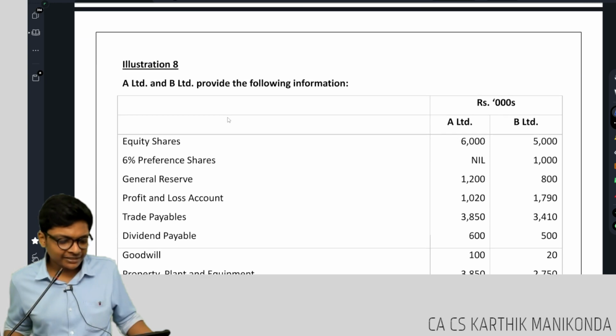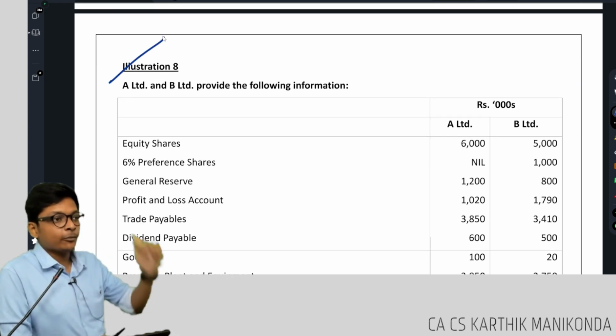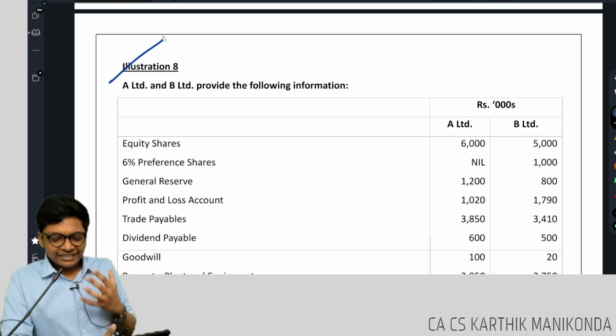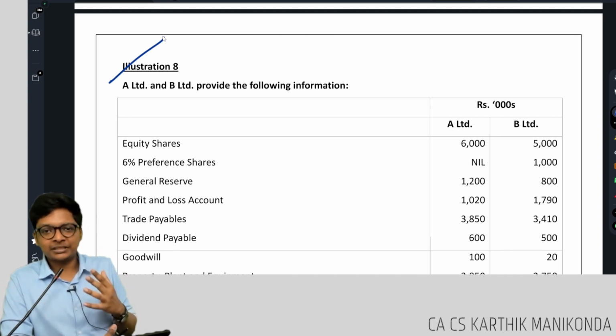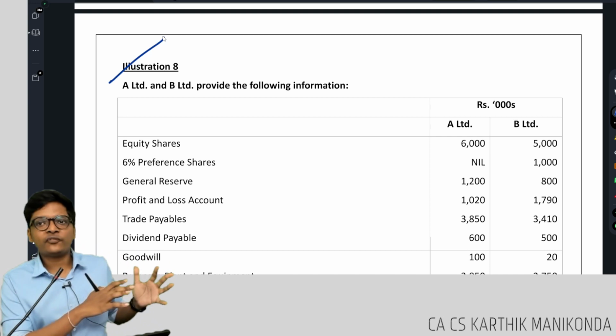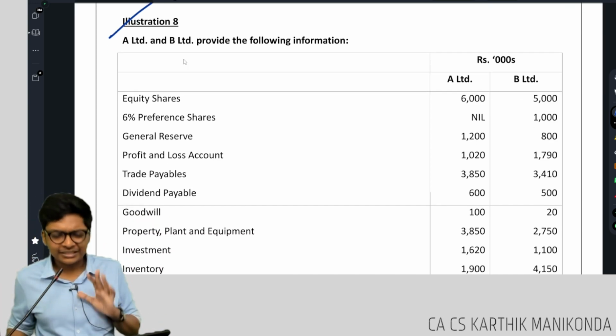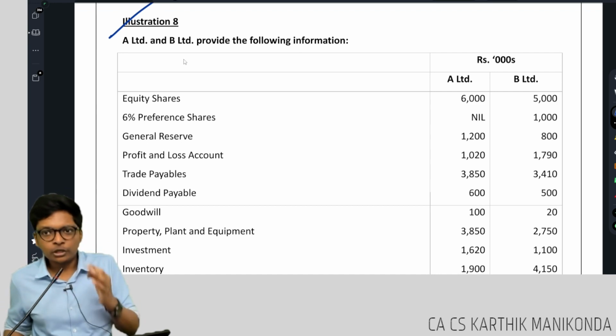Okay, beautiful sum guys. Illustration 8. Proper exam question for 10 marks or 8 marks. Now you are at a stage where you should be able to do this. If not, the last 4-5 hours we've spent, it's my fault. You are not able to understand. Nothing new. Everything you can do it guys.